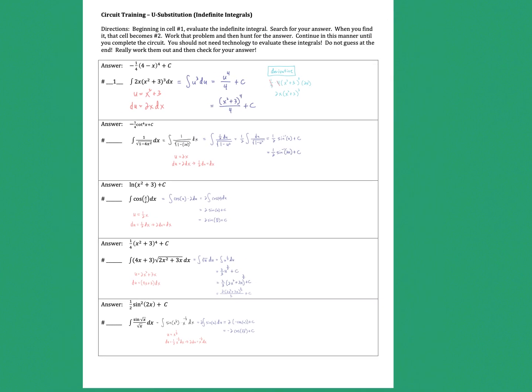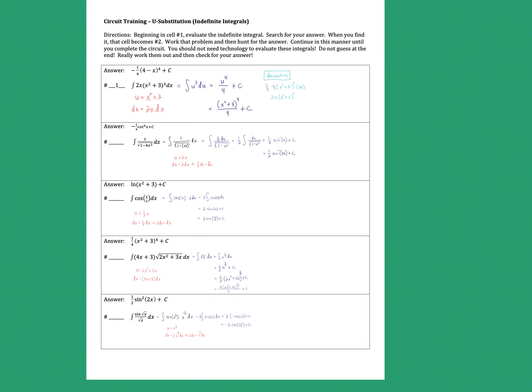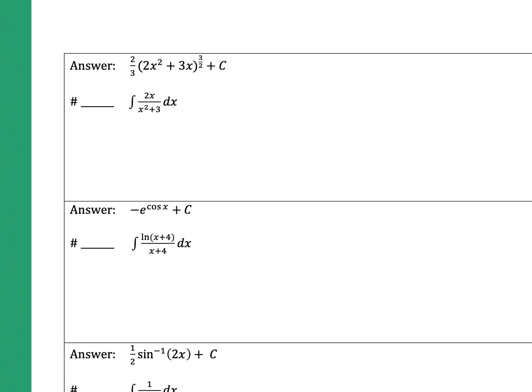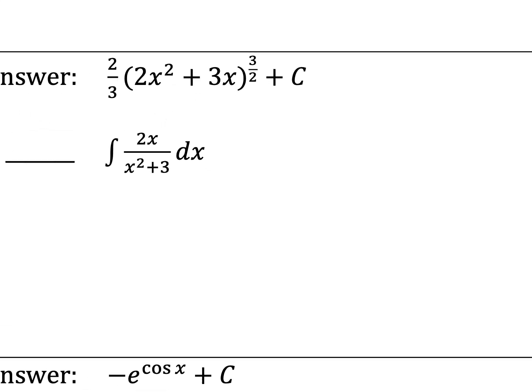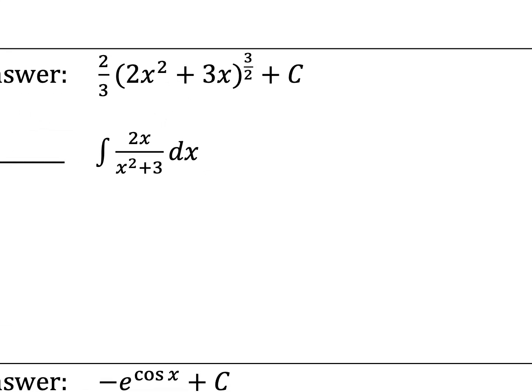Okay, so let's go to the next 5. Almost any time you see a fraction, check to see if the derivative of the bottom is the top, maybe different by a constant. And that's the situation we have here. So x squared plus 3, derivative is 2x exactly. Whenever that happens, you're going to make u the bottom, and your answer is going to involve an ln.